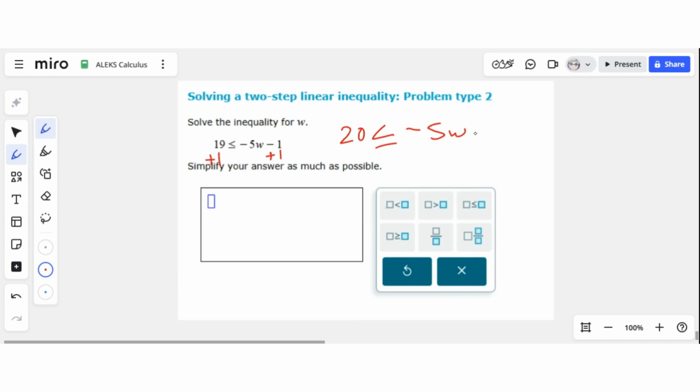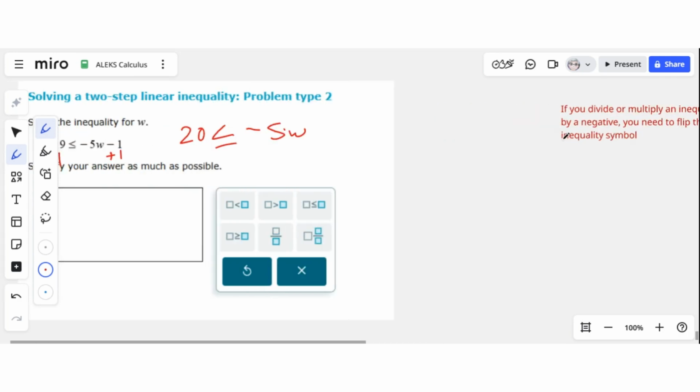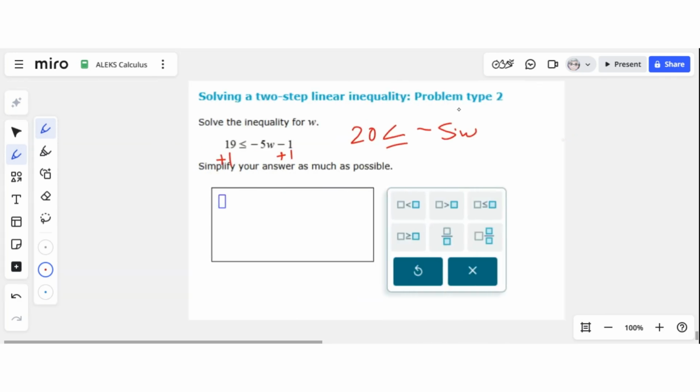Now the next thing we're going to do is get that w alone by undoing the multiplying by a negative 5. There is a rule you need to remember when dealing with inequalities, and that's this. If you divide or multiply an inequality by a negative, you have to flip the inequality symbol. So if we're going to divide both sides by negative 5, this thing gets flipped in the other direction.